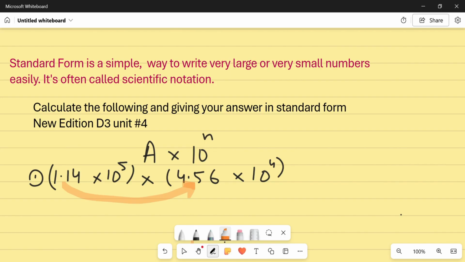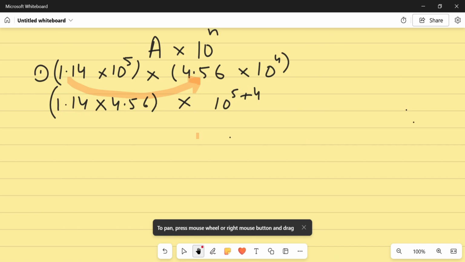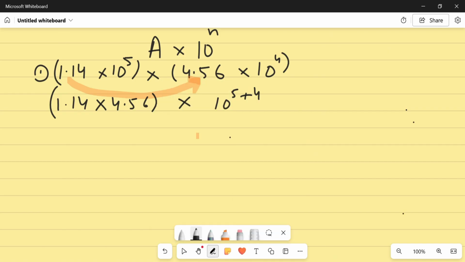So when we multiply, we just write it in one bracket, 1.14 times 4.56. We need to multiply this. And in multiplication, as we know, the powers are added. We have learned in the topic of indices. So 5 plus 4 gives you 9. When we multiply both of them, we will get 5.19 times 10 to the power 9. And you know that the standard form has particular numbers. It should be from 1 till 9.9, then it is called a standard form.